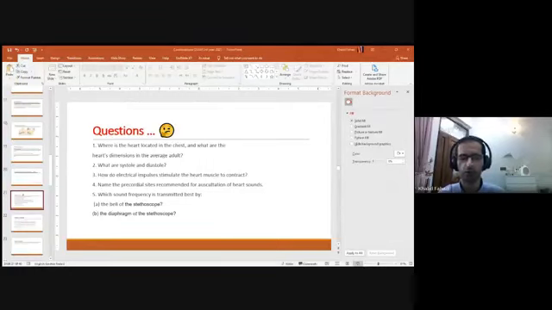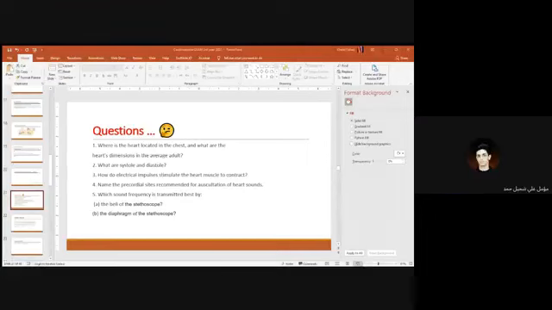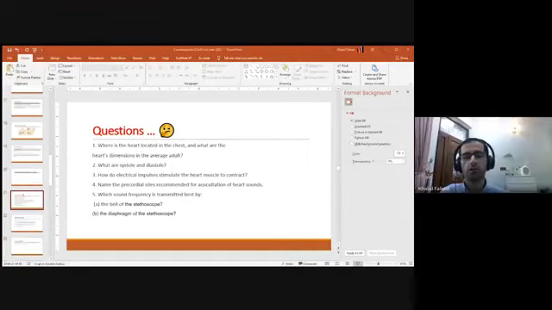I have a question for you: when do the atrioventricular valves close in the cardiac cycle? During systole? Yes, very good. During systole. So early in systole, both mitral and tricuspid valves will be closed in order to prevent the blood going back to the atria. So these valves are usually closed early in systole, and this produces the first heart sound.